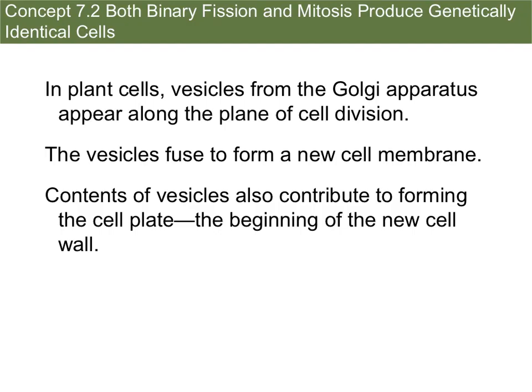The way that this cell plate is formed is through vesicles from the Golgi apparatus. These vesicles are going to pinch off the Golgi apparatus, and they're going to start forming along the plane of cell division where we're going to form our new cell membrane and our new cell wall. Those vesicles, as more come to that area, are going to fuse and form a new cell membrane that crosses the two daughter cells. The contents of those vesicles are also going to be what forms the cell plate, the beginning of the new cell wall.